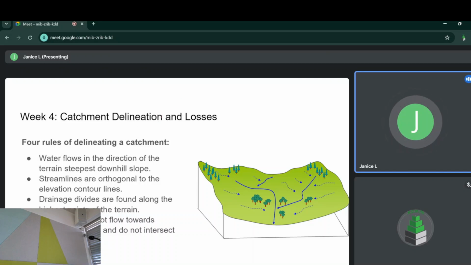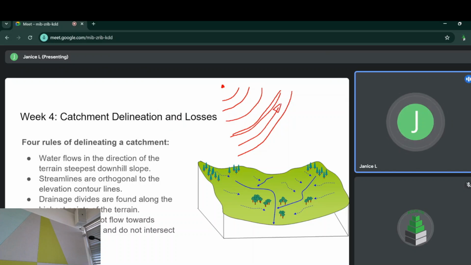So actually I have a marker right here. Say for example, this is the peak of the mountain, and then there's a river flowing down here. Well, in a wet weather event where rain is falling on top of the peak, the water is going to be perpendicular. That is what we call the streamline.